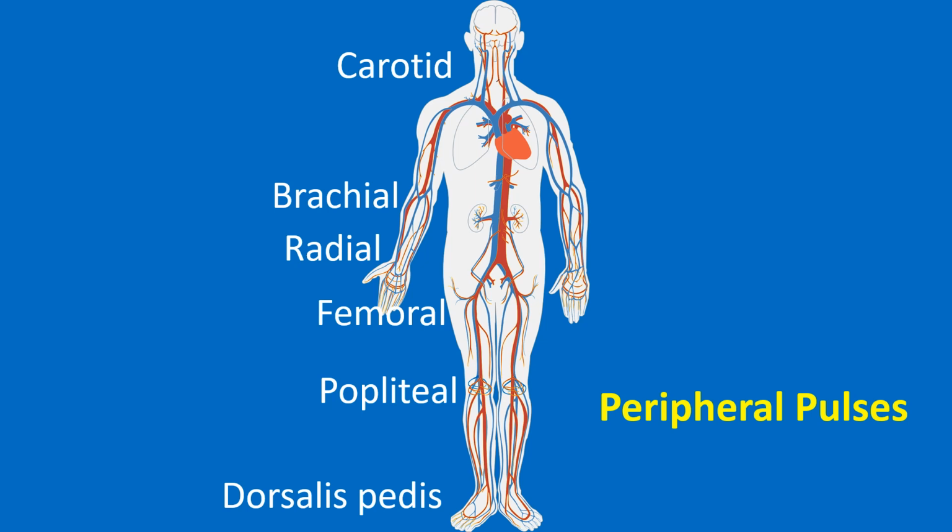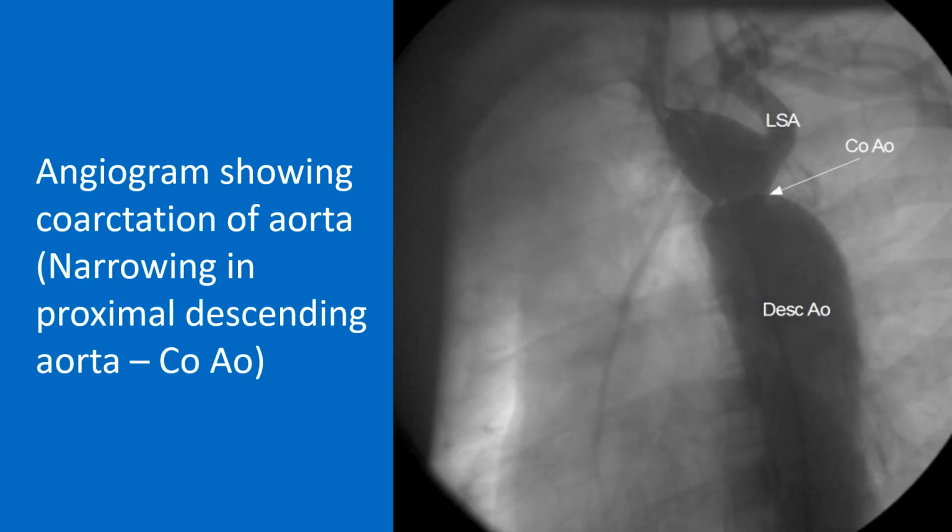Peripheral pulses, including radiofemoral and brachiofemoral delay, should be documented. All peripheral pulses should be checked and documented. Some may be absent in peripheral arterial disease and aortic dissection. Radiofemoral or brachiofemoral delay is a feature of coarctation of aorta and is associated with weak lower limb pulses. Normally, femoral pulse is slightly earlier than radial pulse.